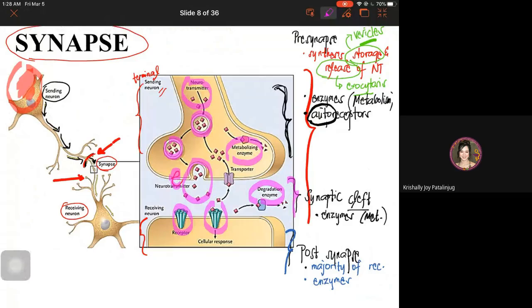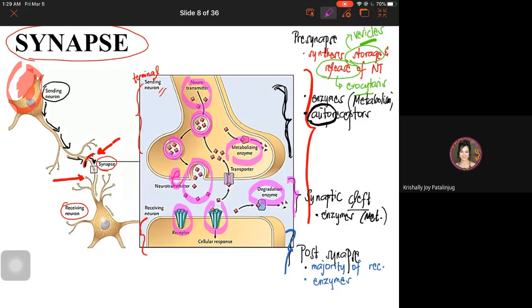Now, these are very important. It is very important that you memorize all this, because it is a prerequisite to understand the latter portion of our discussion. So, as early as now, let's try to memorize these processes. Later on, in our proceeding discussions, we will have interaction in relation to the topics connected to this concept. So as early as now, memorize the importance of these parts and the processes involved in each part of the synapse.